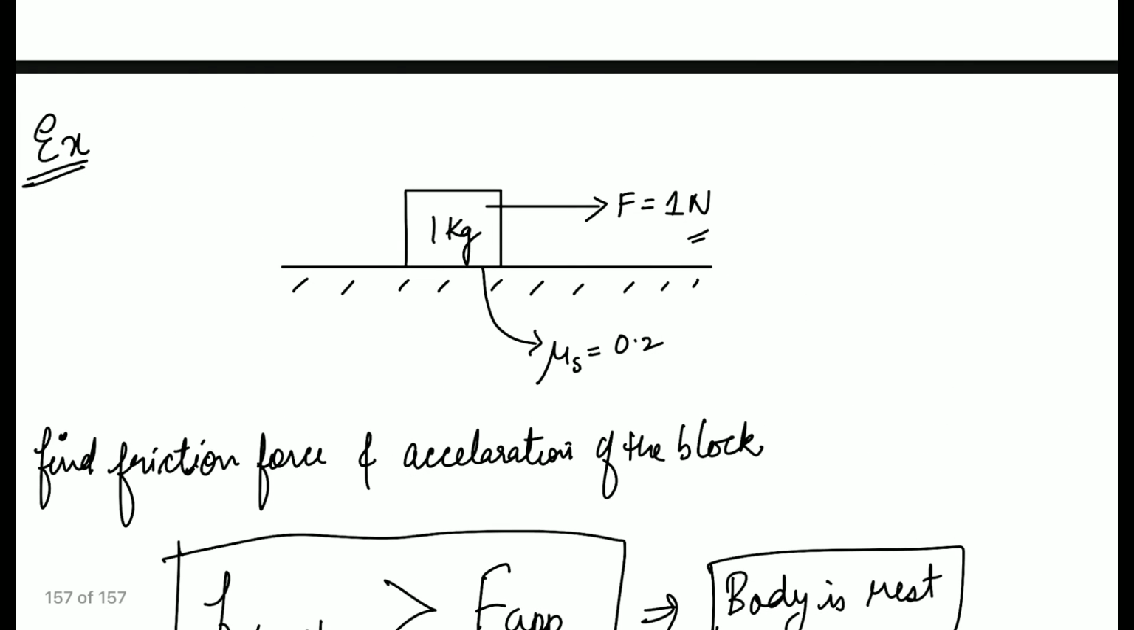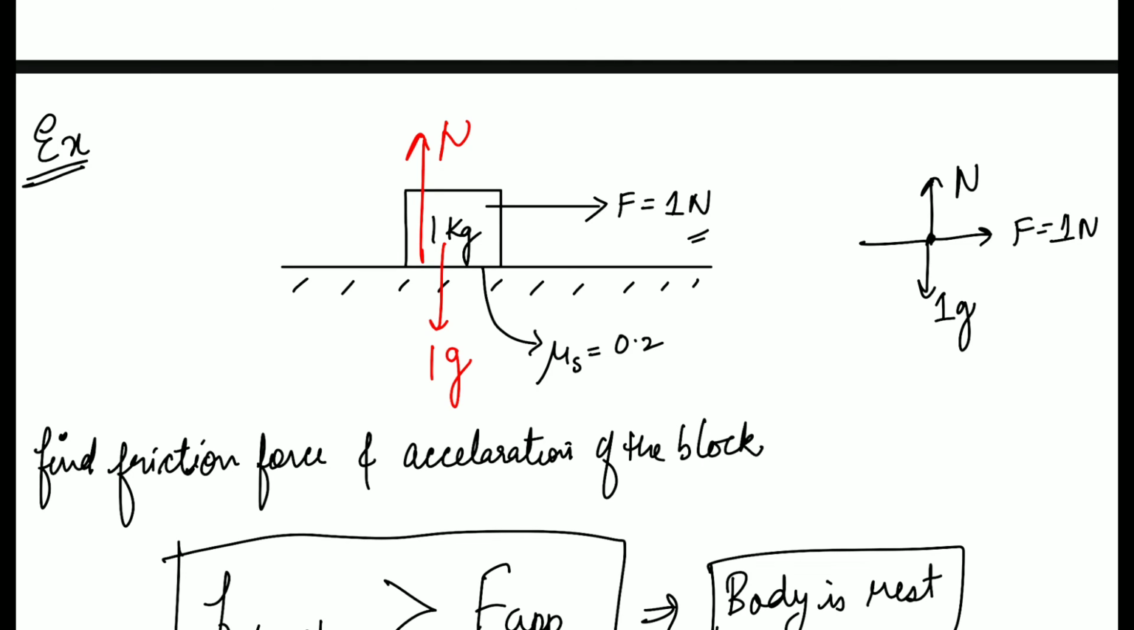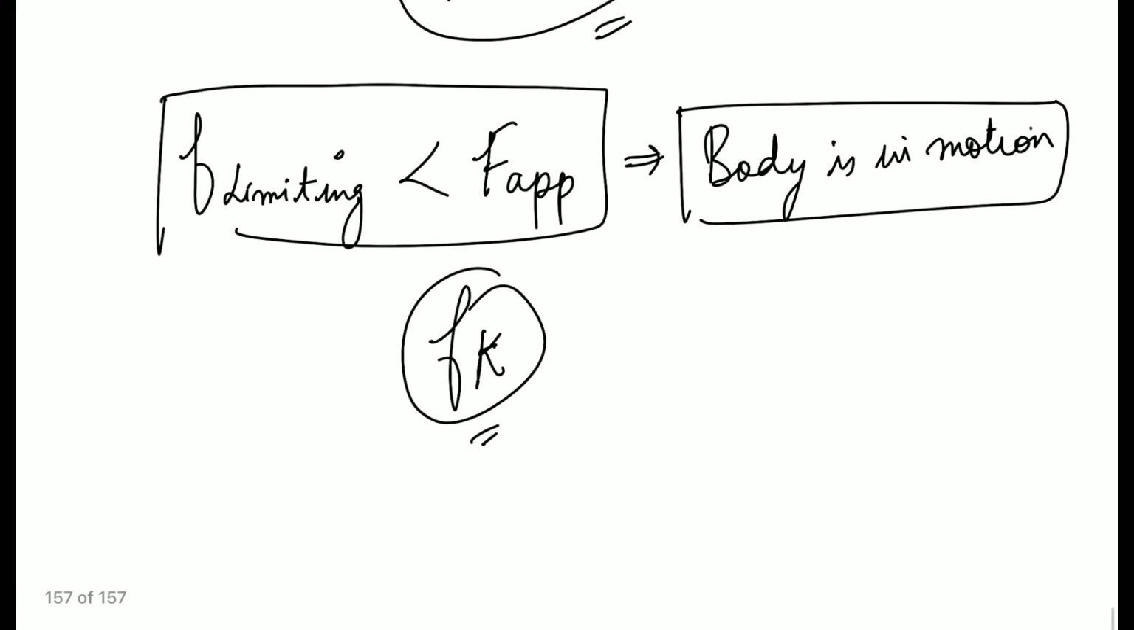The first and foremost thing I have to do in this question is find out the value of F limiting. So how can I do it? Let me first see what forces are acting here. There is 1 kg mass, with mg acting in the downward direction. There will be a normal reaction, and there is F equal to 1 Newton. Now there will be a frictional force, but I have no idea whether it will be kinetic or static, so let me find that out.